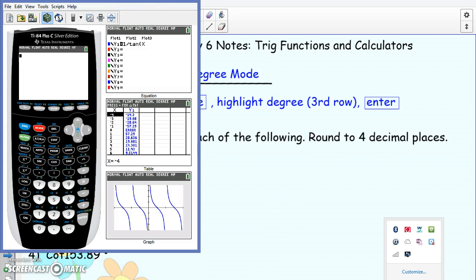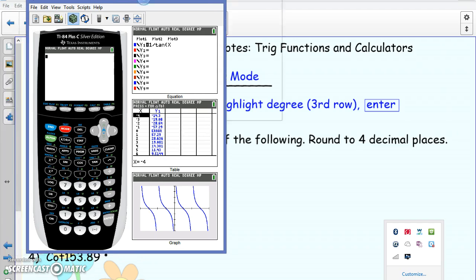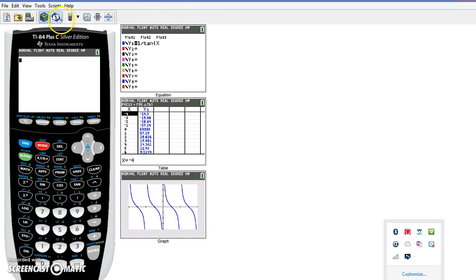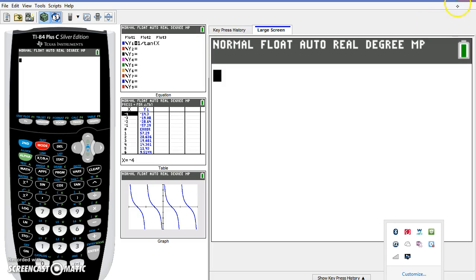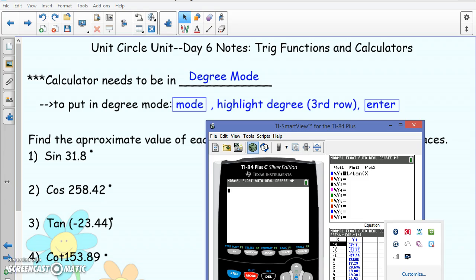Okay, so I have it pulled up. We hit the mode key, which is towards the top there. Look at the third line down and make sure it's highlighted in degree. If it's not, just use the arrow keys to move it down and over and then hit enter. Once it's on degree, it'll stay in degree mode, and then we can just clear out of that screen.